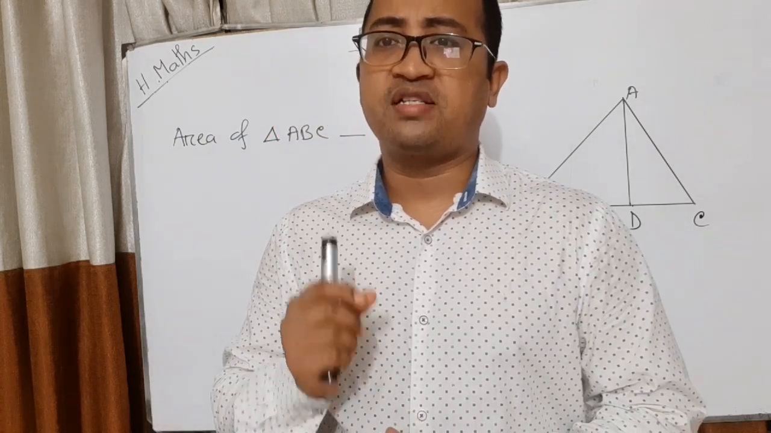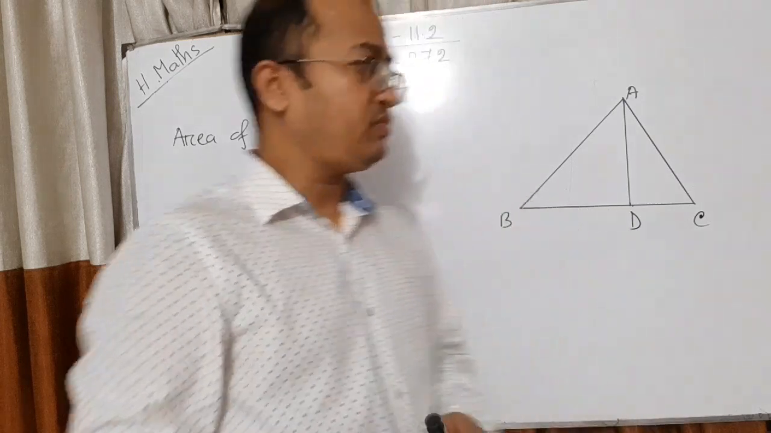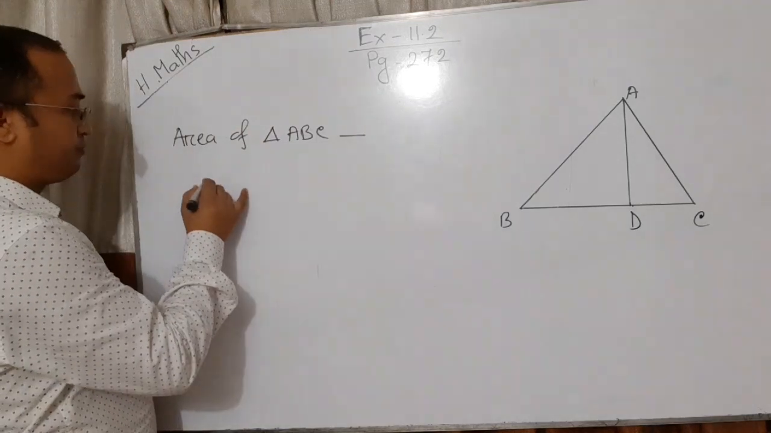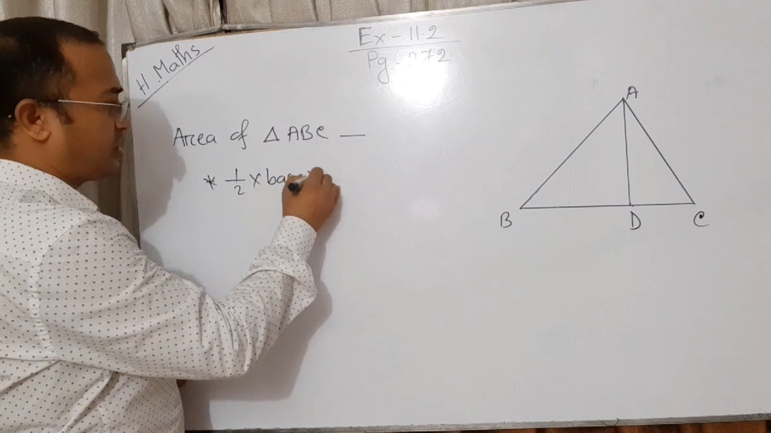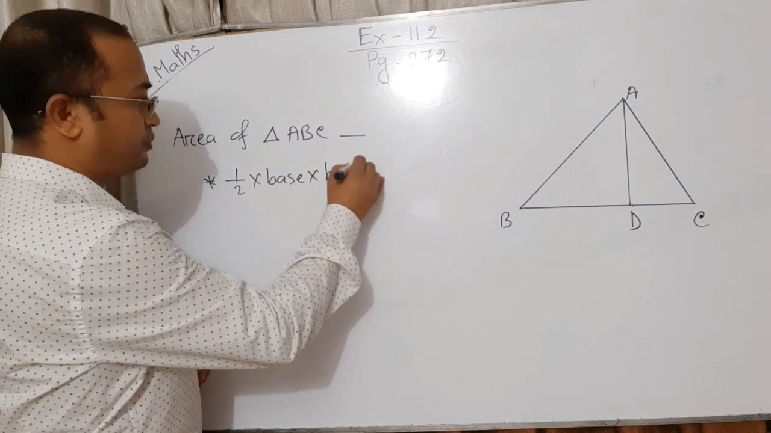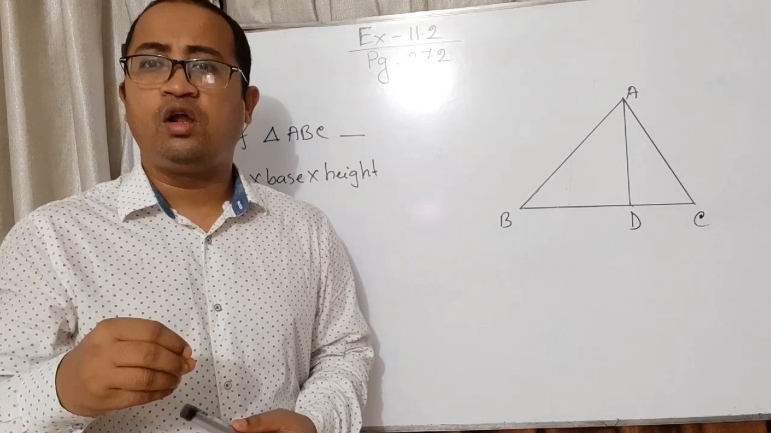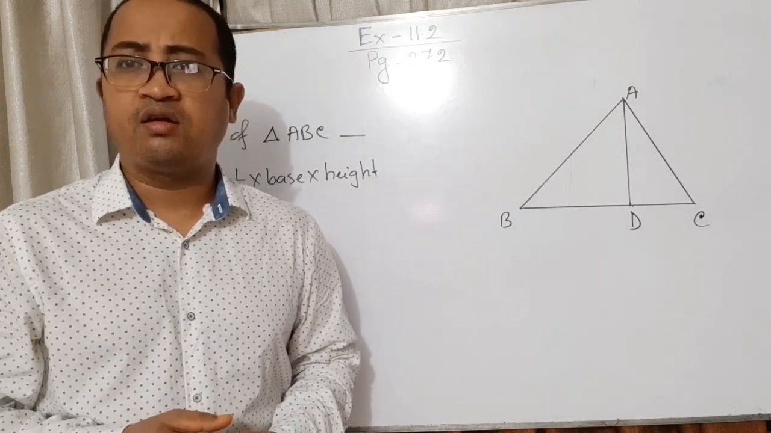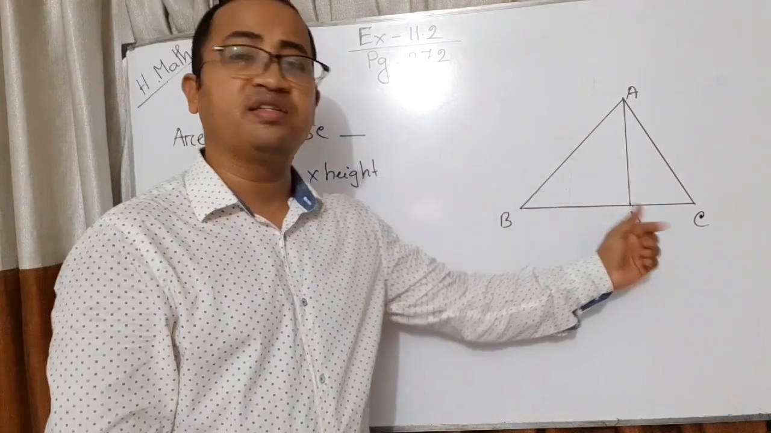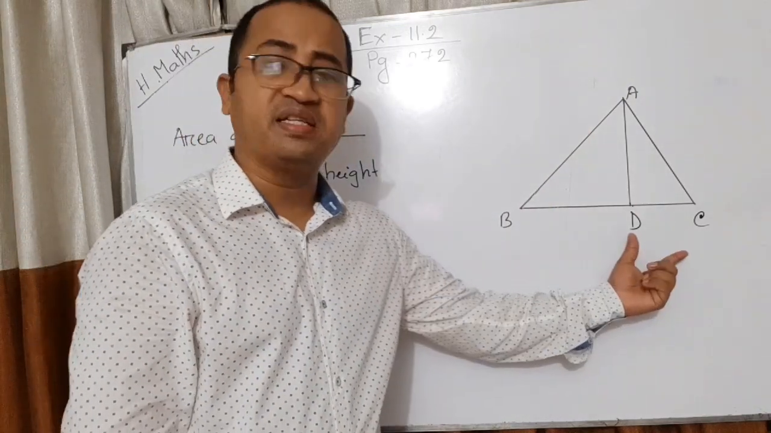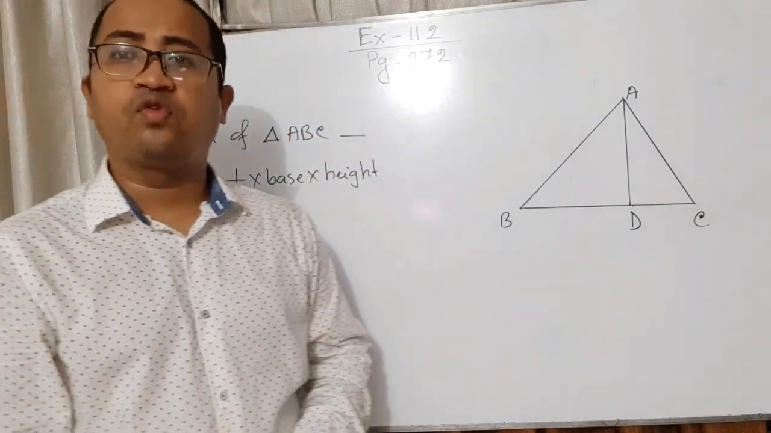We know the basic formula for finding the area of a triangle is half into base into height. This is the basic formula to find out the area of any triangle. If you know the base and height, say ABC is a triangle, we know the base BC and height AD, then we can use this formula to find out the area of this triangle.